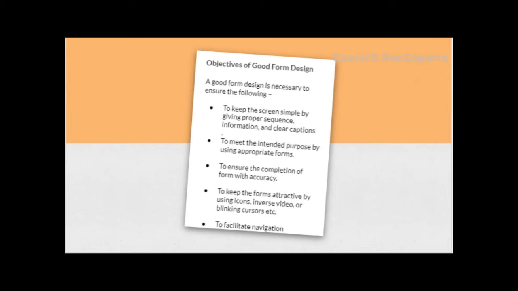Next is objectives of good form design. How can we say that a form design is good? The first is to keep the screen simple by giving proper sequence, information, and clear captions. The captions should be clear, the sequence should be proper, the information should be proper, and the screen should be simple. It should not be hard for the users to decode, and it should meet the intended purpose by using appropriate fonts.